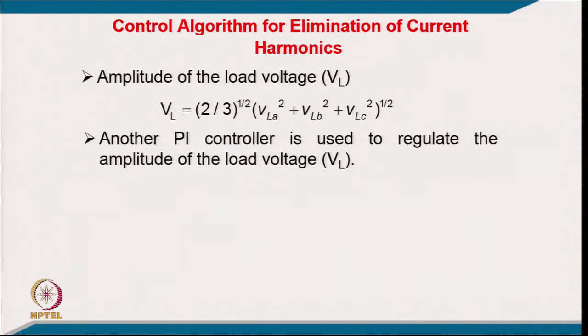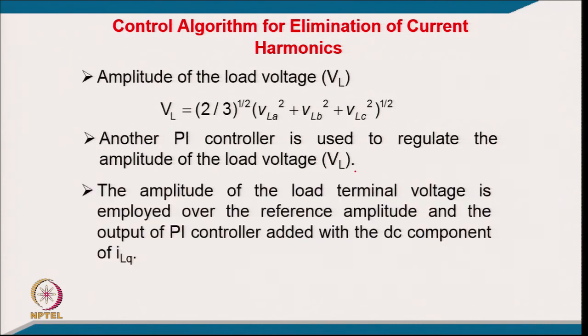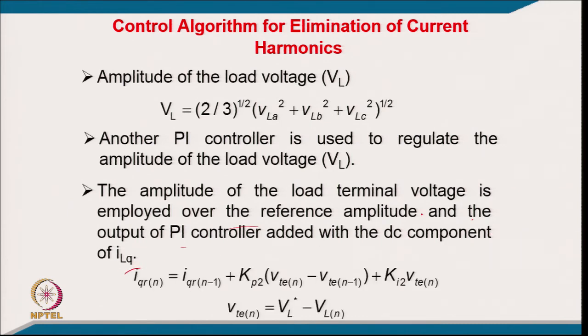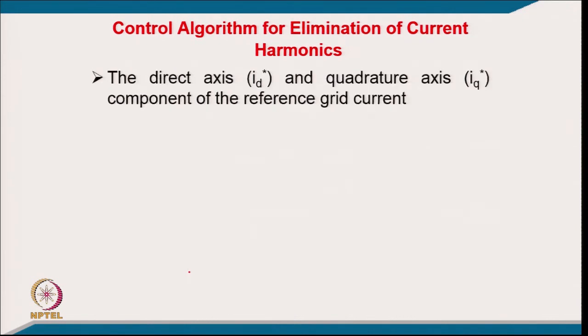Another PI controller is used to regulate the amplitude of load voltage, and the amplitude of the load terminal voltage is compared with the reference amplitude. The output of the PI controller is added to the DC component of ILQ. This is your load terminal voltage amplitude, this is your load voltage amplitude, and this is the error which is going to this PI controller. Typically this is the PI controller output, and this is your previous output of the PI controller after the saturation and limiting.